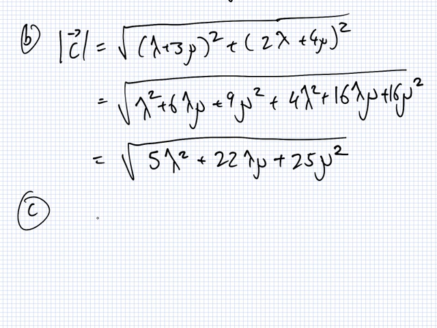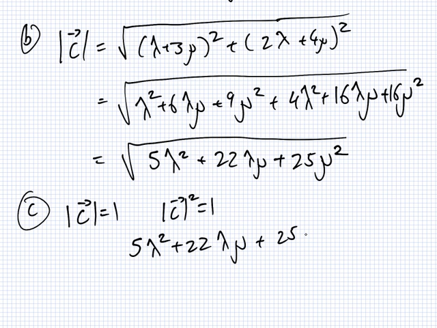What is the relationship between lambda and mu if C is a unit vector? Well, if C is a unit vector, that means its magnitude is 1, which means its magnitude squared is 1, which means 5 lambda squared plus 22 lambda mu plus 25 mu squared equals 1.